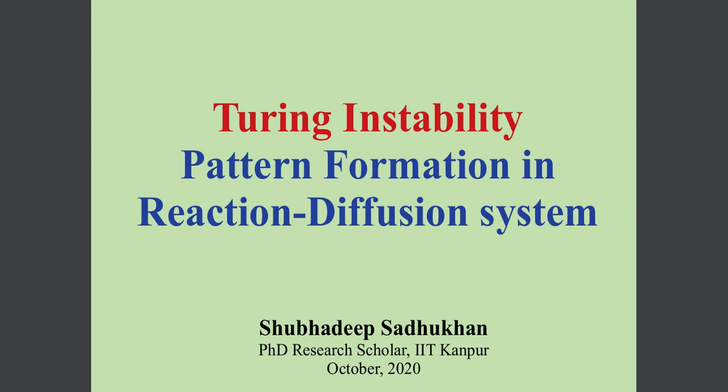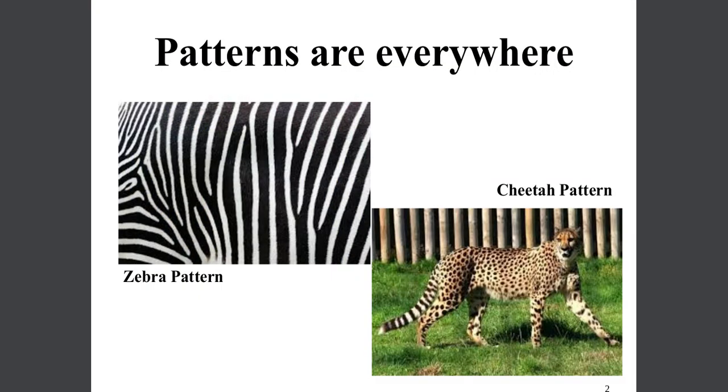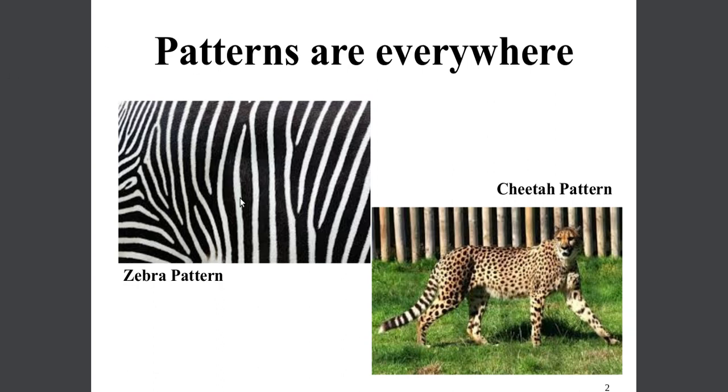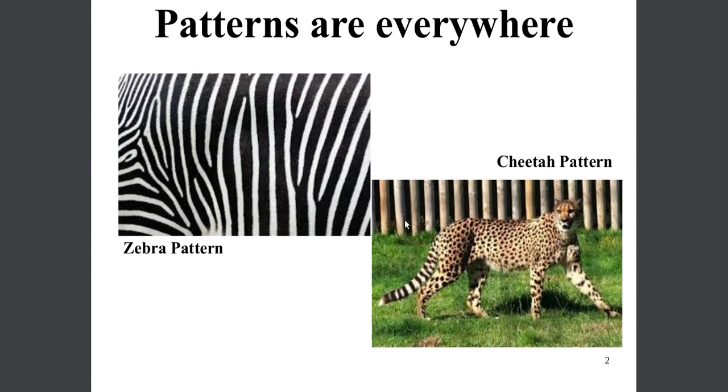We can see that patterns are everywhere. You can see different patterns on different animals, like the zebra patterns, and the cheetah also has a pattern of black spots on its yellow skin. So this was the first motivation to work on pattern formation, and this work was mainly done by Alan Turing, and I have talked about the Turing instability in my title slide. So that is in the name of Alan Turing.